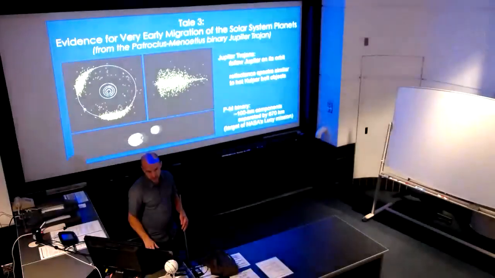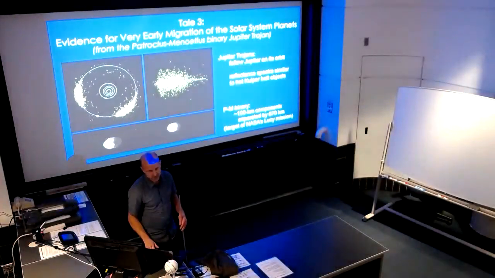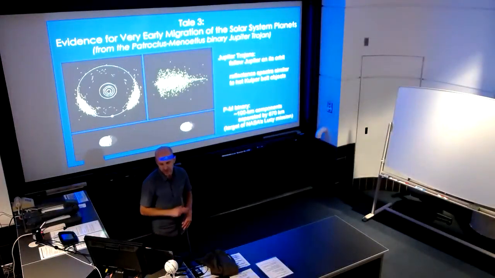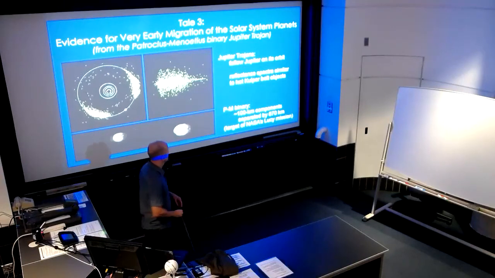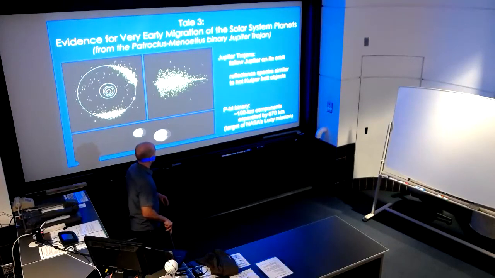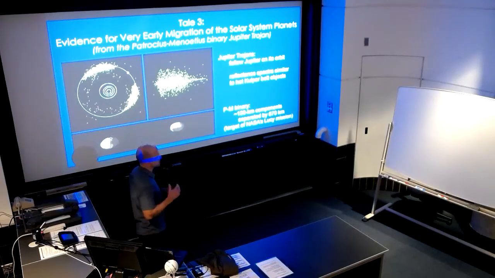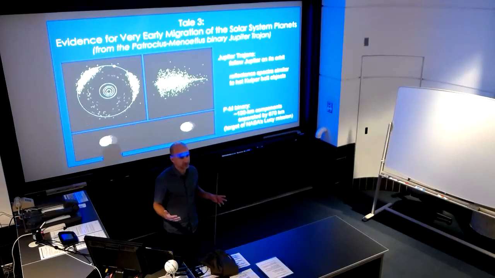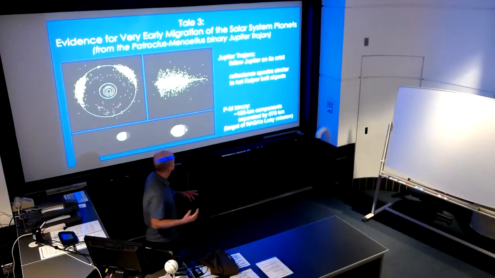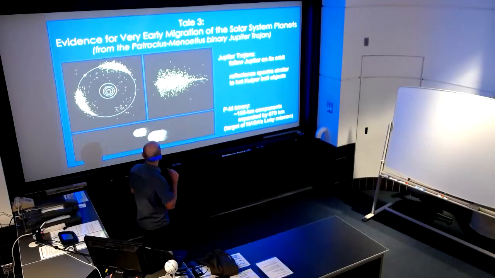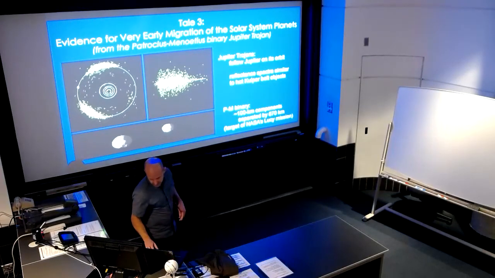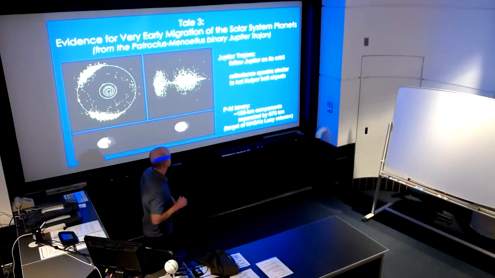Now, I know I am running a little bit late, but this third part is much shorter than the previous one. In this part, I would like to answer the question, or at least constrain, when planet migration happened. Because, and I will come to it in a second, that evidence, it turns out, comes from Jupiter Trojans.